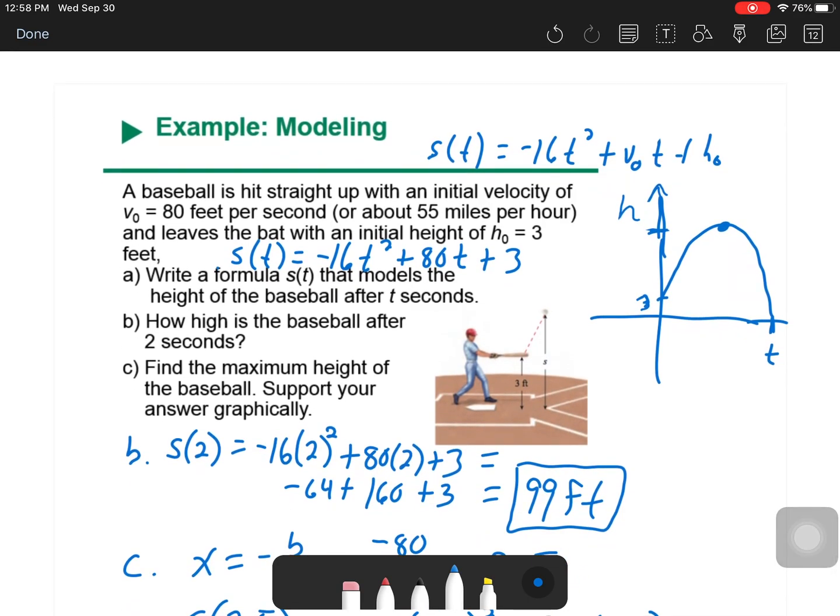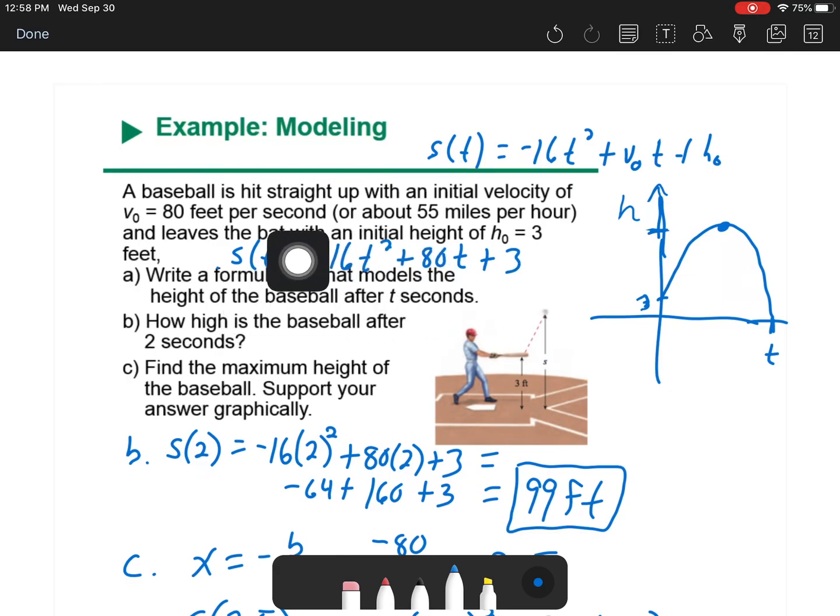Okay, so what we're going to look at in this one, and I left the work here just to save a little bit of time. So this is our position function. This is the height of, in this case, the baseball after a period of time in seconds, which is t. Okay, so a baseball's hit straight up in the air with an initial velocity of 80 feet per second, which translates to about 55 miles per hour. It leaves the bat at an initial height of 3 feet, so that's where he's coming across with his swing, 3 feet above the ground.